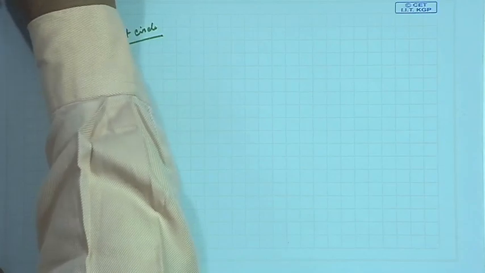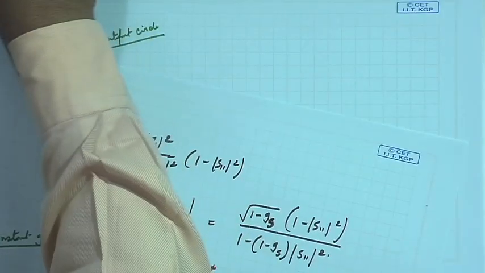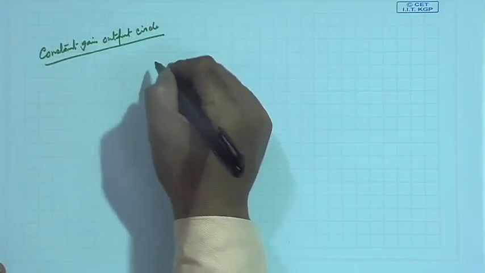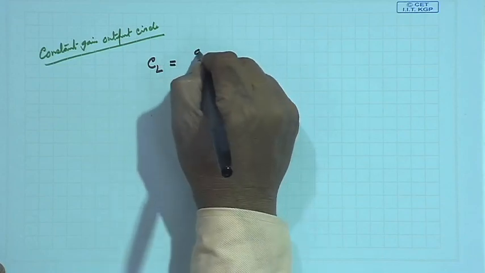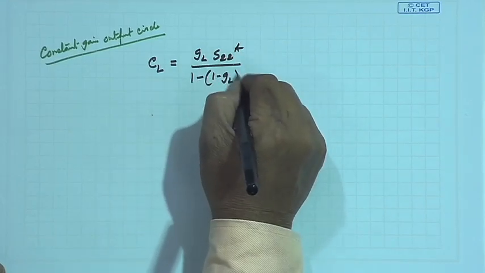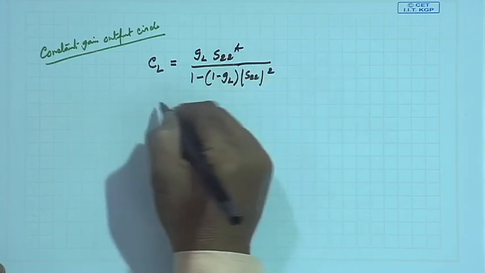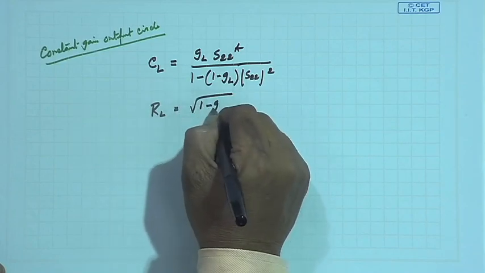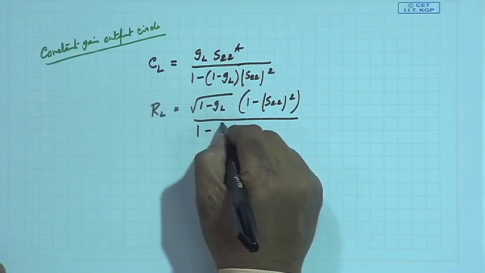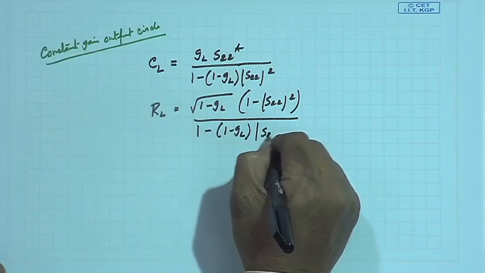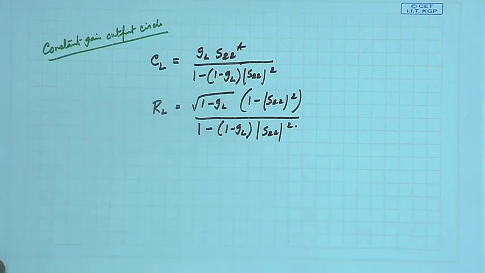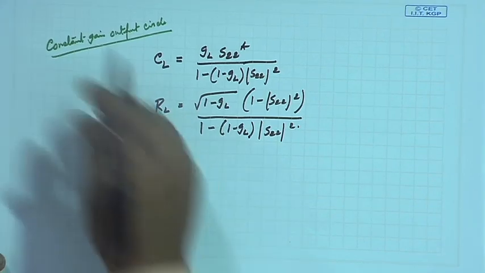So, here we have solved for Gs, there will be from this normalized gain function, you solve for gamma L, that locus is again a circle, and there the Cl, the center will be Gl S22 star by 1 minus Gl S22 square, and radius is root over 1 minus Gl, 1 minus S22 square divided by 1 minus Gl S22 square.